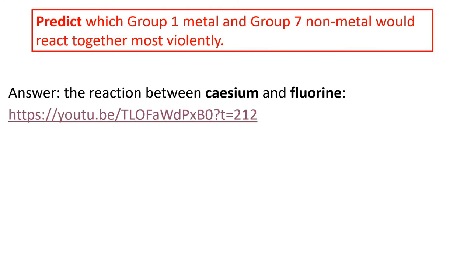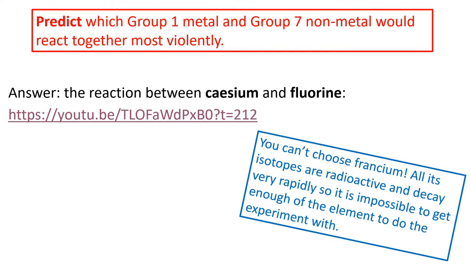Now some of you might be a bit confused by that, saying, oh, cesium, well that's not the lowest down in group 1, what about francium? Well, you can't choose francium because all of its isotopes are radioactive and decay very, very rapidly. So that means it's impossible to actually have enough of it to react with fluorine. It would just decay before we could even react it. So unfortunately we can't choose francium. So we're going to watch a little video of the reaction between cesium and fluorine now.